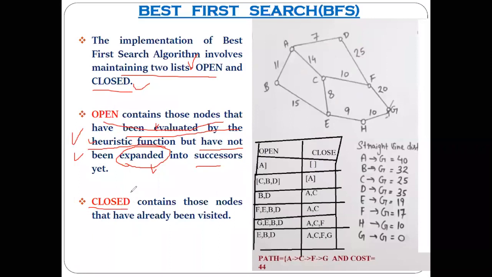And the second list is the closed list. This list contains the nodes that have already been visited, and the AI agent should never go to these kinds of nodes again and again. Understood. So the open list is what? The nodes which are being evaluated with the help of the function.